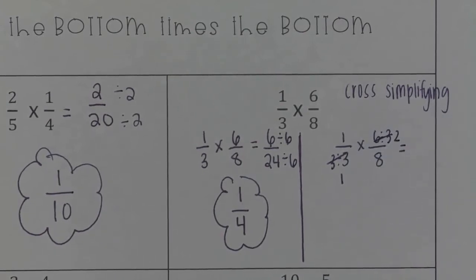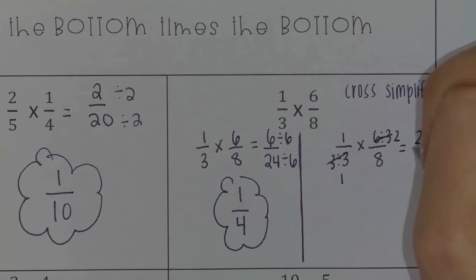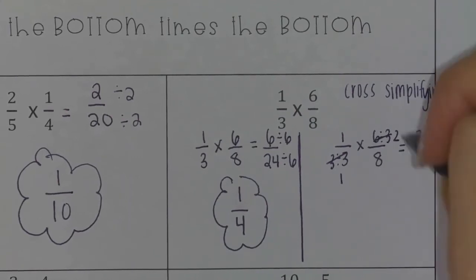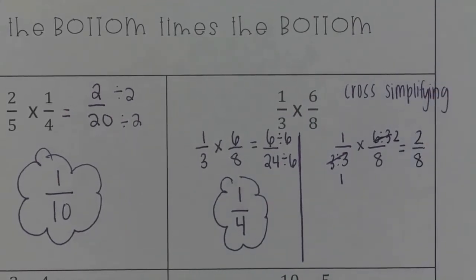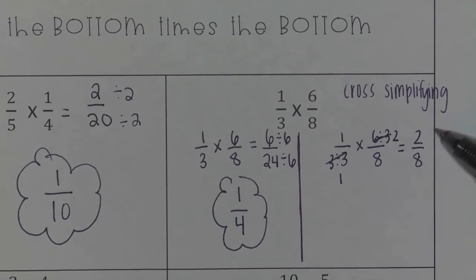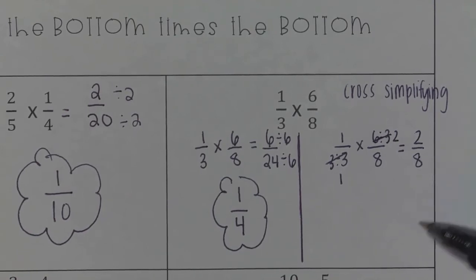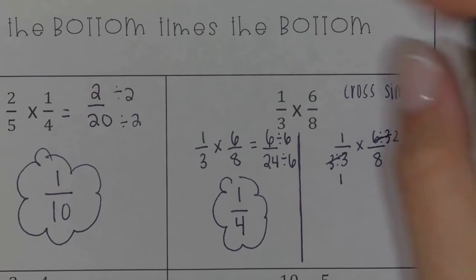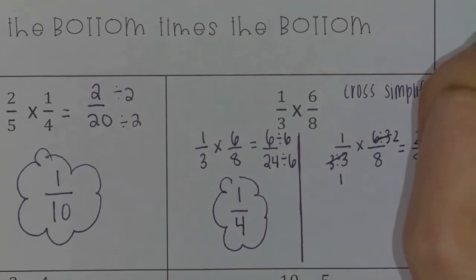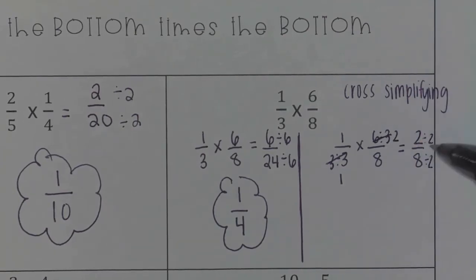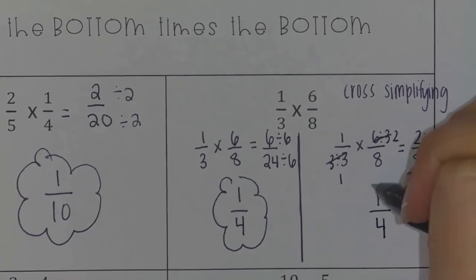Which is a little weird, but I still have a top and a bottom, so I can still multiply. So I have 1 times 2, which would give me 2, and 1 times 8, which would give me 8. So see, still a proper fraction, but can I still simplify? Absolutely. So I have 2 and 8. They both have the factor 2 in common. So I have 2 divided by 2 would give me 1, and 8 divided by 2 would give me 4.